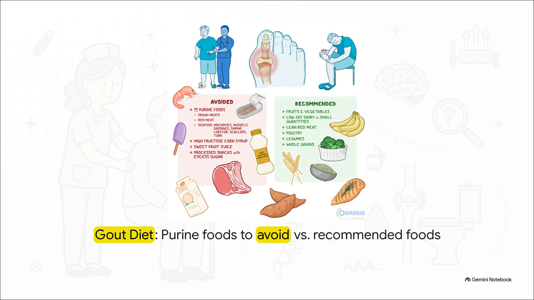The key nursing action here is all about dietary education to stop those acute attacks before they start. Your patients must avoid high purine foods. That means organ meats, red meats, and specific seafoods like anchovies and shellfish are a definite no-go. Instead, you want to guide them toward the good stuff: fruits, veggies, whole grains, and low-fat dairy.